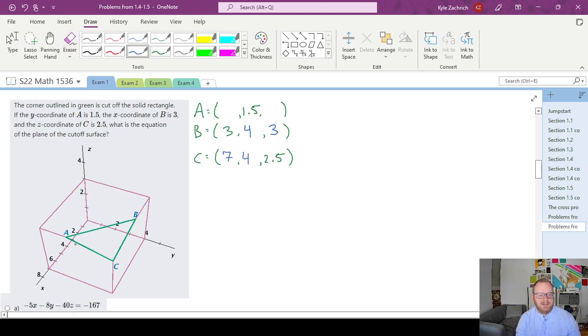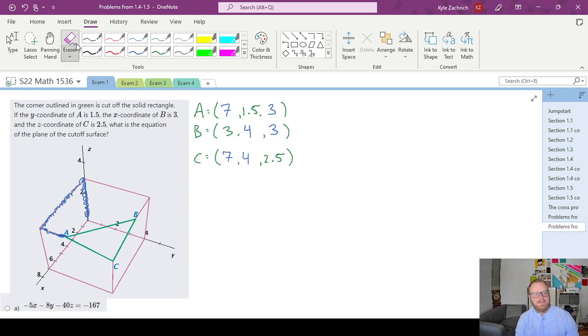Okay, and then A, let's do it this way. Let's say we travel 3 in the z direction, 7 in the x direction, and then we just have to travel that 1.5 in the y direction. So hopefully if you're having trouble figuring out what these drawings mean, that cleared things up.